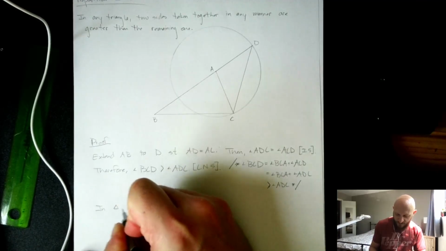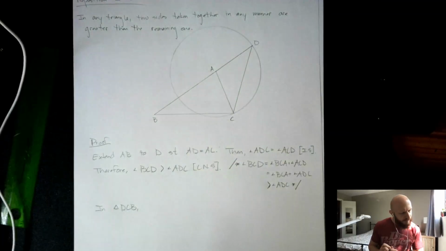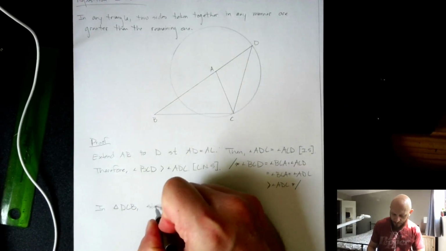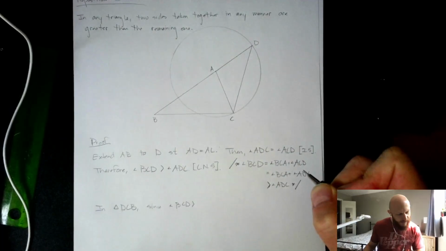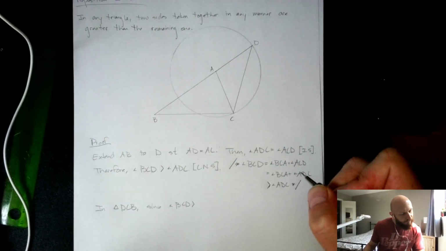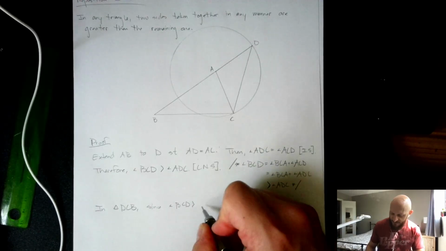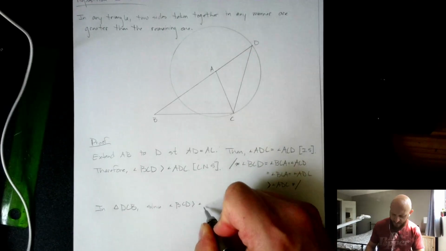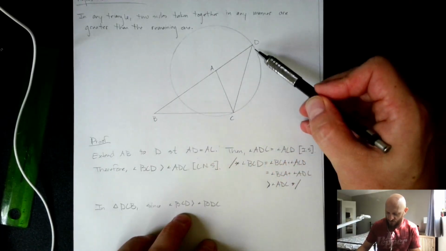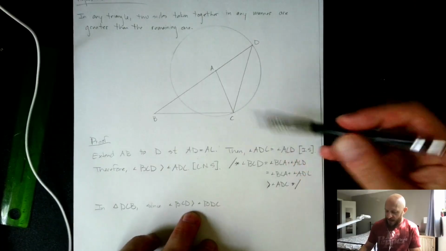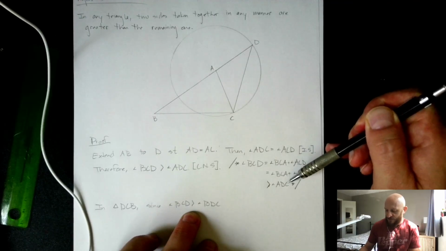I might say, in triangle DCB, since angle BCD is greater than angle BDC. So what are we talking about here? BCD is greater than the angle BDC. That just follows because the angle BDC is the same as the angle ADC, so we just proved this essentially.